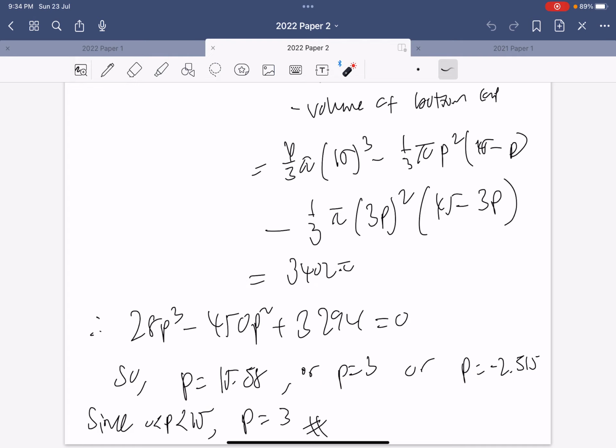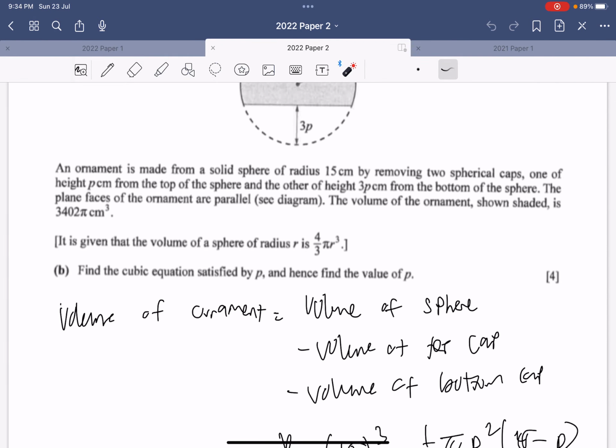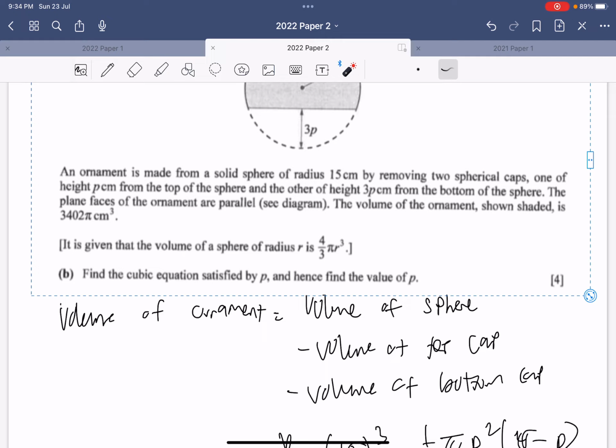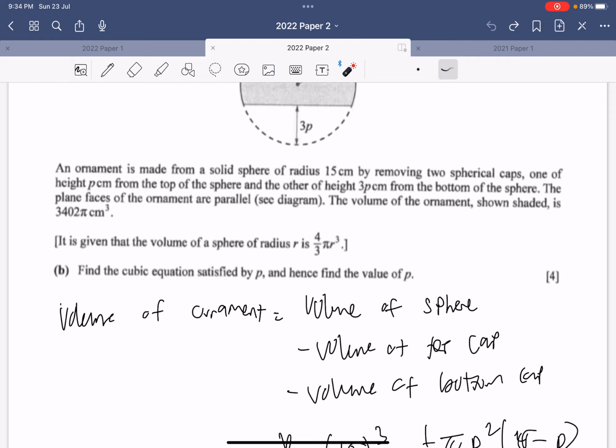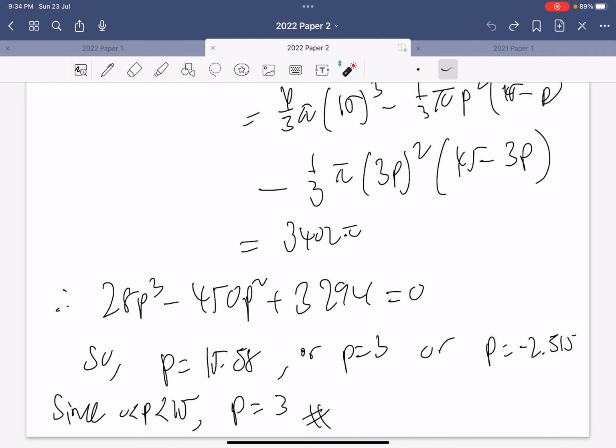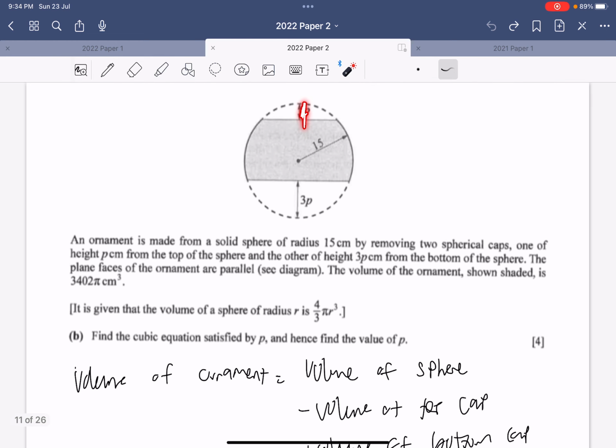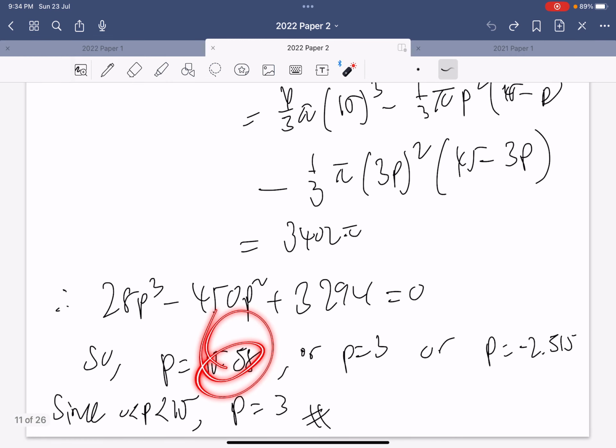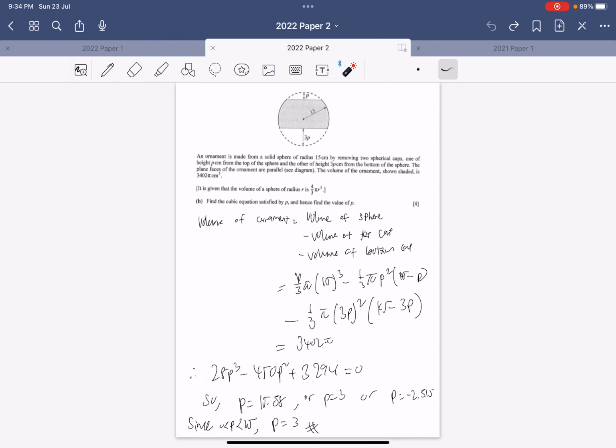So you have three different values, but because P is this height, what happens is that P equals 15.58, P equals 3 and minus 2.515. You got to reject the negative one, and because its height is bounded between 0 to 15, you also have to reject the 15.58, and as such the only possible value is P equals 3.